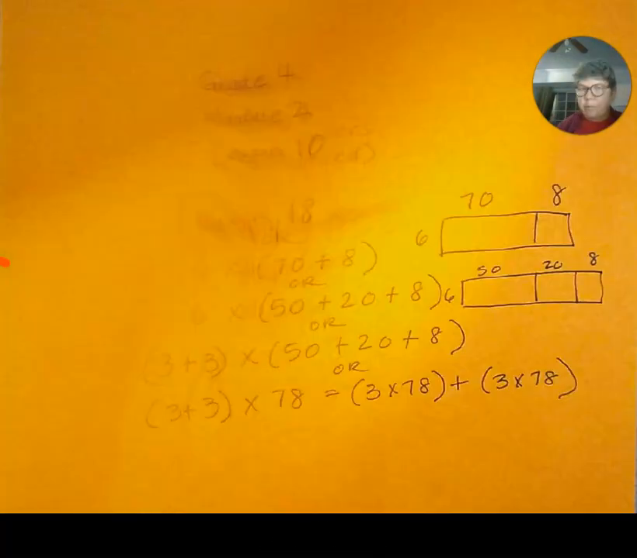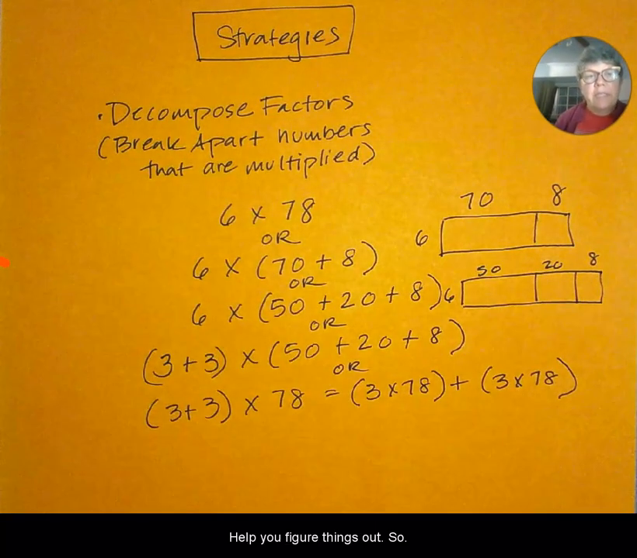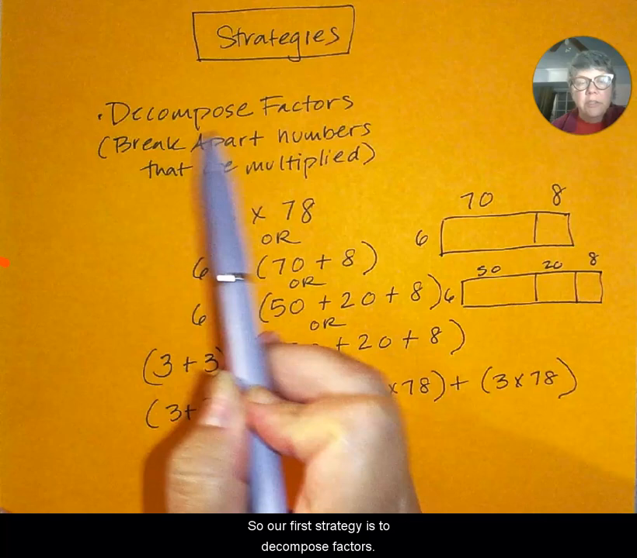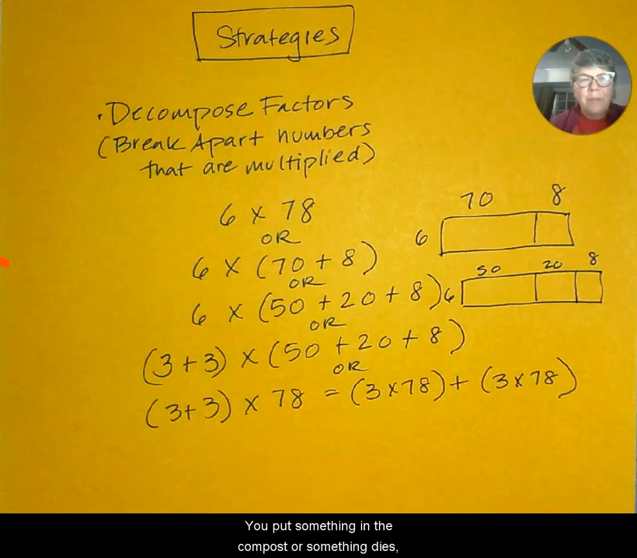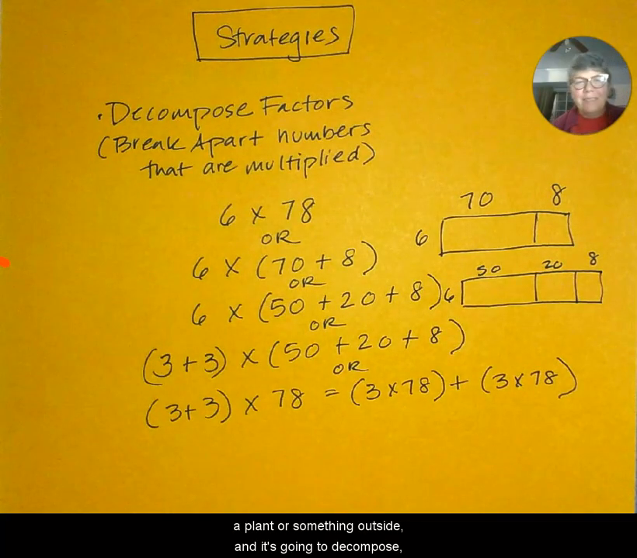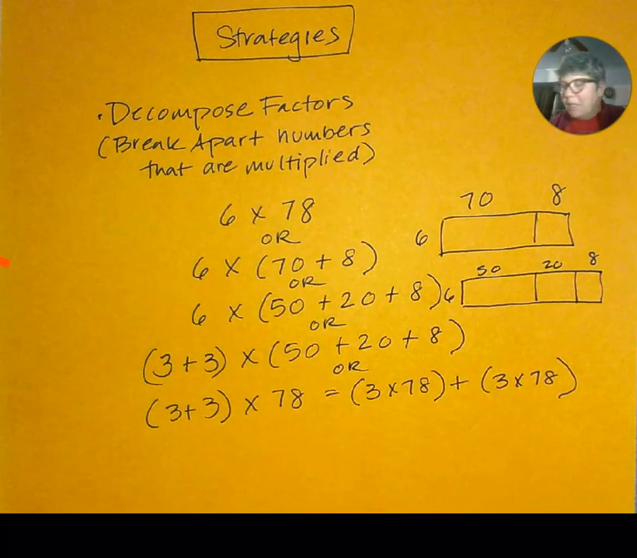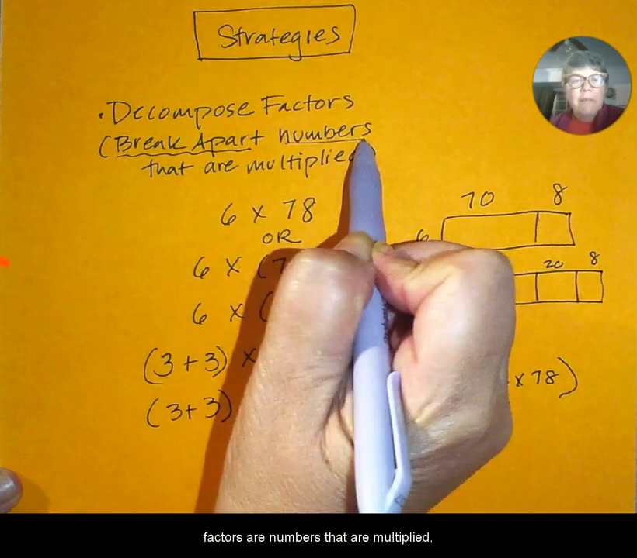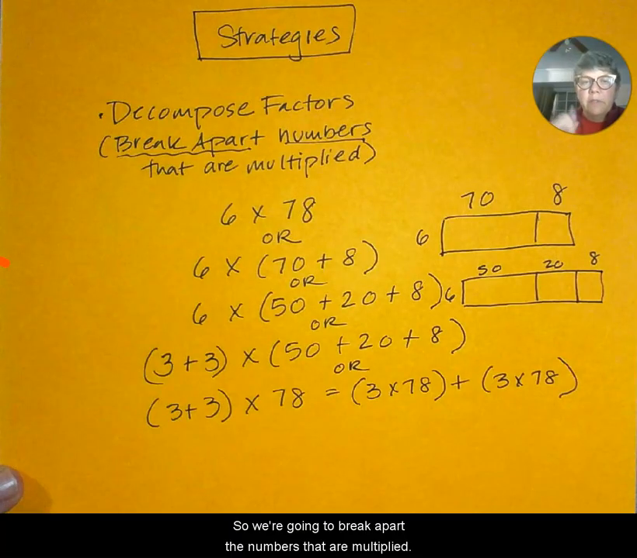So here we go. Strategies. Okay, strategies are things that can help you, right? Help you figure things out. So our first strategy is to decompose factors. And here we go with the words again, right? Well, decompose. Think about you put something in the compost or something dies, a plant or something outside, and it's going to decompose. It's going to break apart. So decompose means to break apart the numbers. And factors are numbers that are multiplied, okay? Important word to know. So we're going to break apart the numbers that are multiplied.